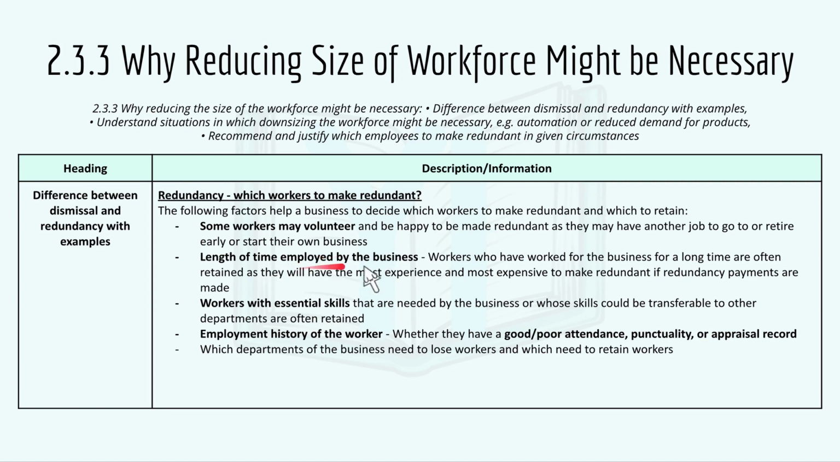Number two, the length of time employed by the business, because workers who have worked for the business for a long time are often retained, as they will have the most experience and are most expensive to make redundant if redundancy payments are made. Number three, workers with essential skills that are needed by the business or whose skills could be transferable to other departments are often retained. And number four, employment history of the worker, whether they have good or poor attendance, punctuality or appraisal record. And then lastly, which departments of the business need to lose workers and which need to retain workers.